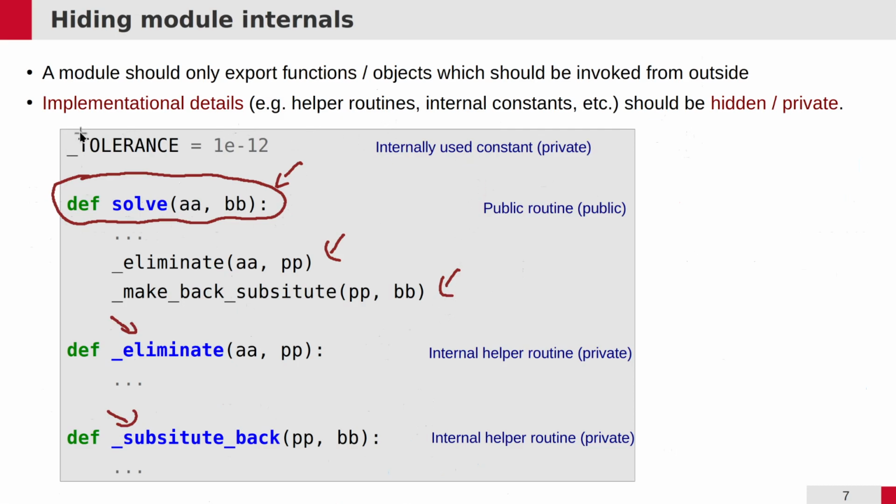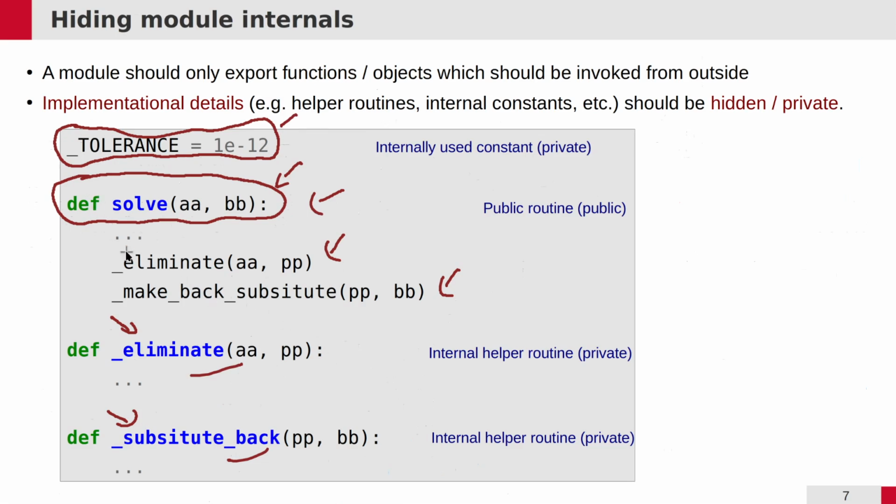Also here we have, for example, a tolerance value which we use internally in order to check whether our system of equations is linearly dependent or not. And again, this is something which we don't really want people to read out or try to manipulate. So basically I would like to make this solve public, and then this routine here and this constant here, I would like to make private or hidden.